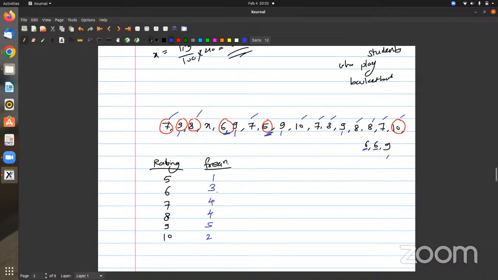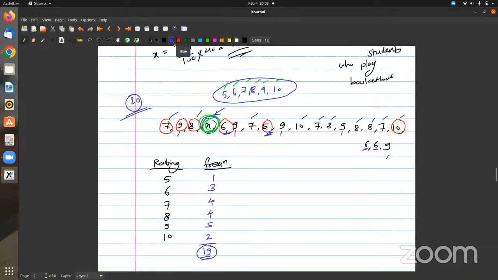x is there, but I do not know what the value of x is currently. So x can be 5, 6, 7, 8, 9, or 10, any one of the ratings, because these are the only categories I have. The total of the frequencies until now is 19. That means one is missing because I have 20 ratings, and the missing one is x.